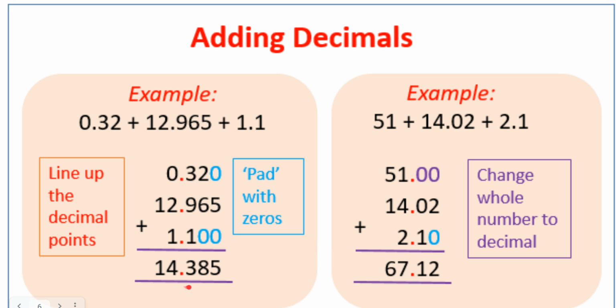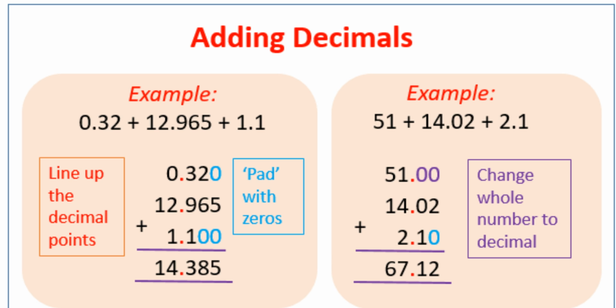We start the addition from the right side. So we have 0, 5, 0. When we add these, we get 5. Then we have 2, 6. 2 plus 6 is 8, plus 0 is 8 only. Then next we have 3 plus 9 plus 1, that is 13. So 3 comes here, 1 is a carry.